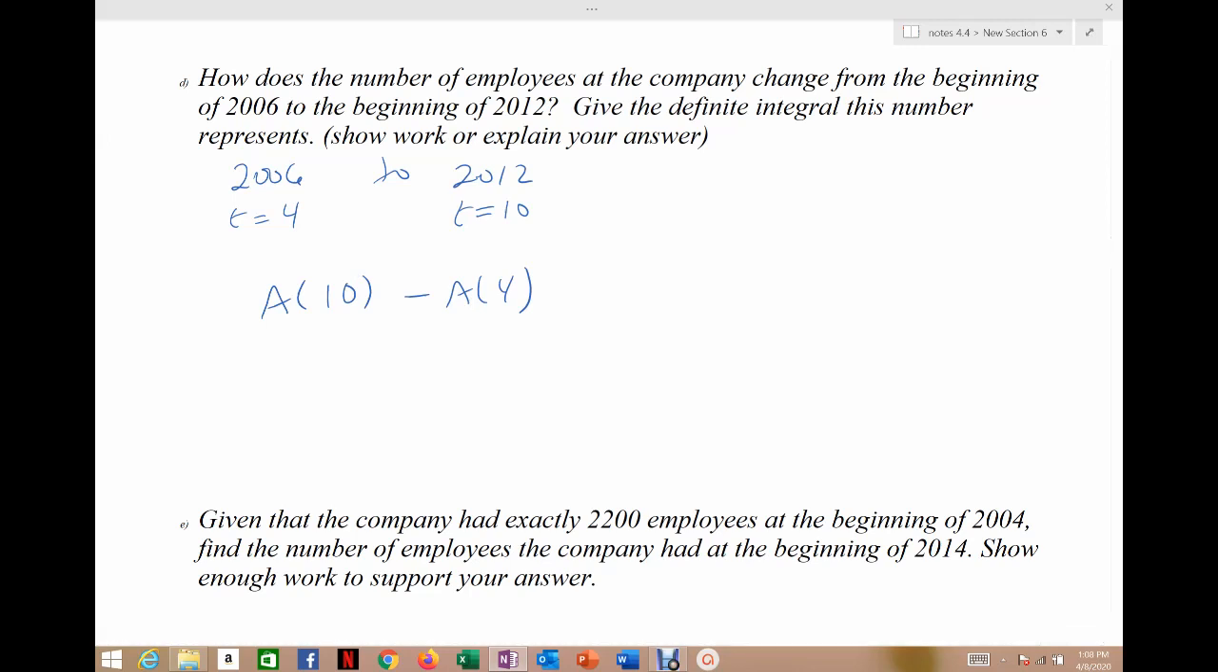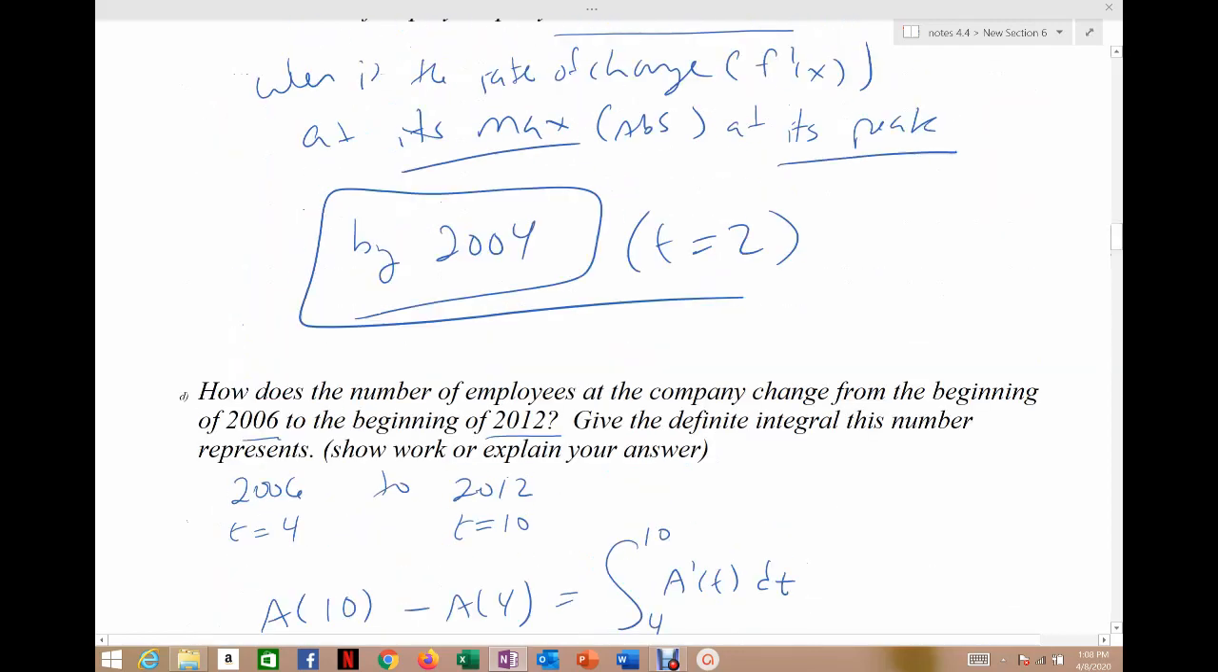And so we want to know what the net change is. What we're doing literally is finding the integral from 4 to 10 of our derivative, which again would be adding the positive area, subtracting the negative area. So I have to go back to my picture, and I'm only interested in between 2006 and 2012, so between 4 and 10. How did the company change? What was the net change in its employment?